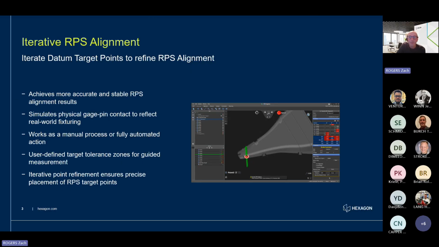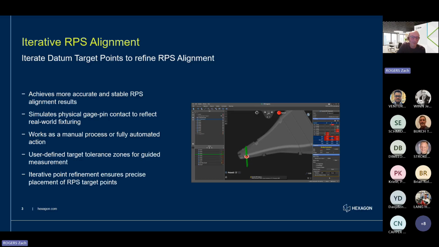So let's start with the new iterative RPS alignment workflow. The iterative RPS alignment provides more accurate and stable RPS results by simulating how a physical gauge would contact the part. Exactly how RPS is really intended to function, right? So your digital alignment will pretty much exactly match what the real world fixturing is. You can run this as a guided manual process just by pushing the button, say iterate, or bake it into the actions list so you can have a more automated workflow.